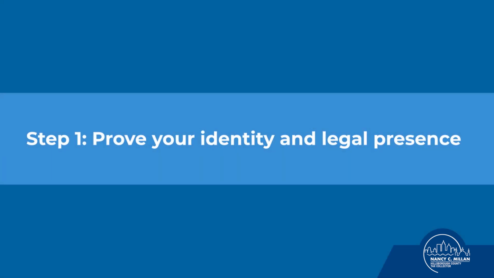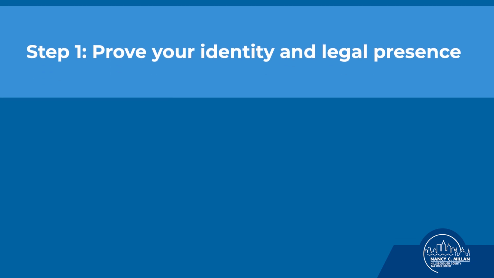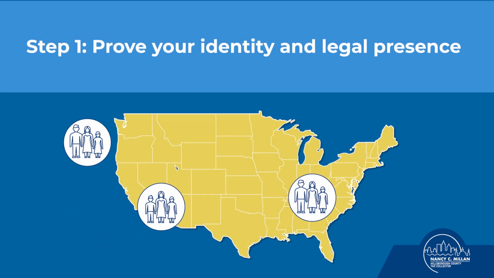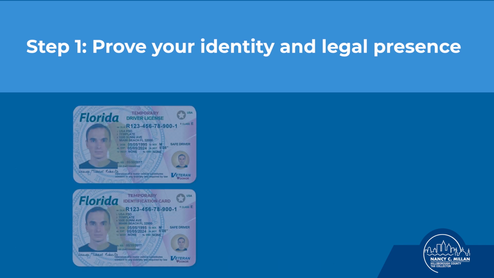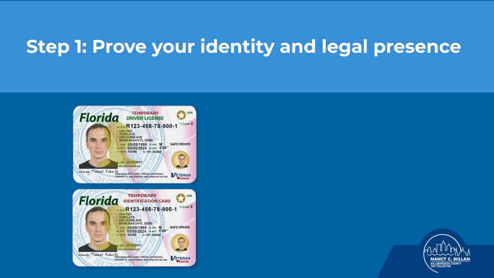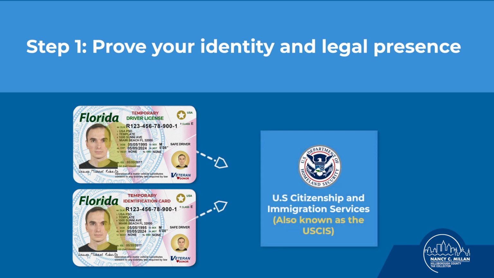Step 1. Prove your identity and legal presence. People who have immigrated to the United States must have a case established with the USCIS and must have an alien number, which is the identification number assigned to an alien by the USCIS. This step is important because the license and identification card systems communicate electronically with the USCIS, which determines if your credential can be issued at our offices for the indicated period of time.